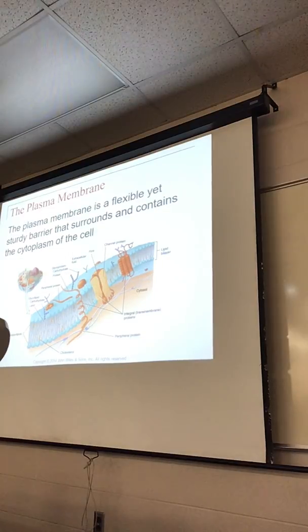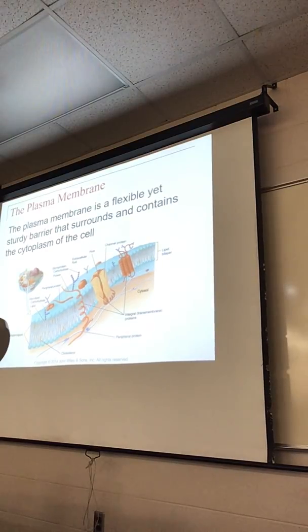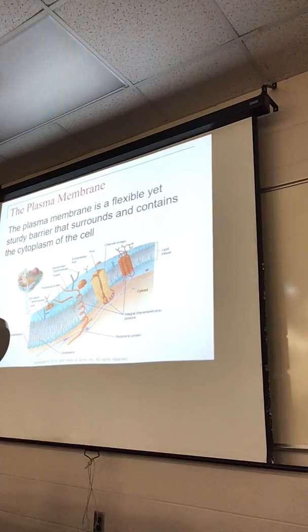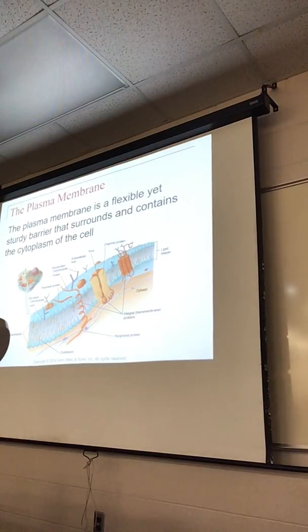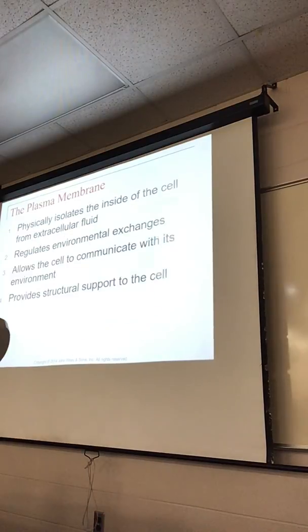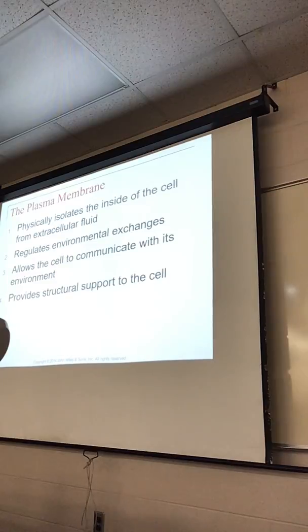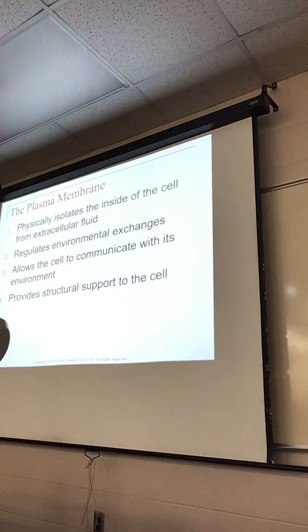Again, we talked about the extracellular fluid being a major contributor to what happens on the inside of the cell because of things like osmosis. It related to the tonicity. Okay. Second, it regulates environmental exchanges. This has to do with transport mechanisms. So the structure of your plasma membrane regulates what can come in and out of the cell, what it allows.